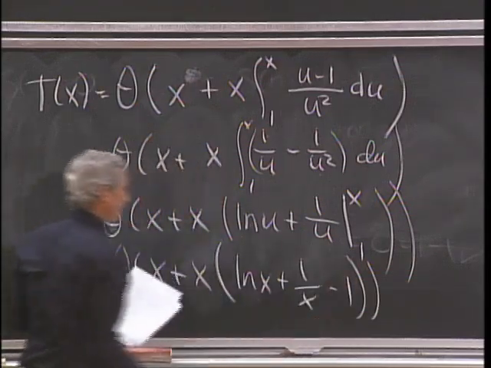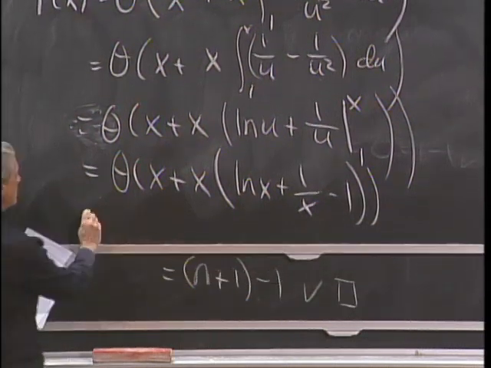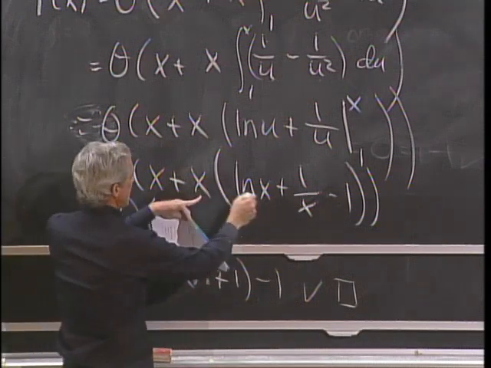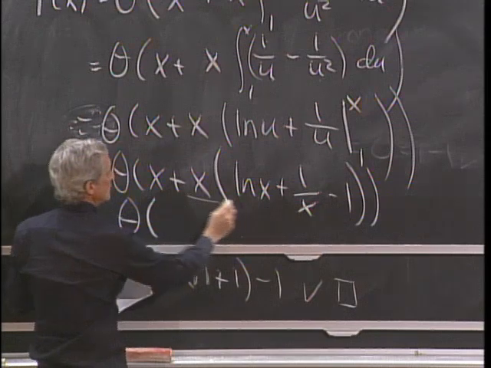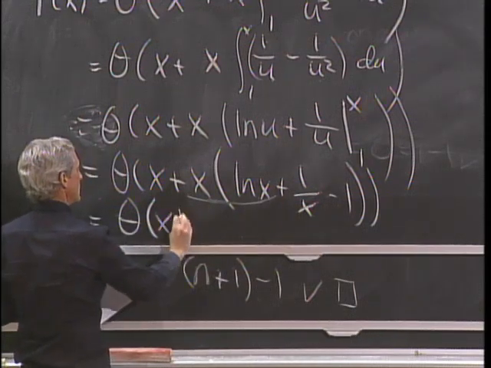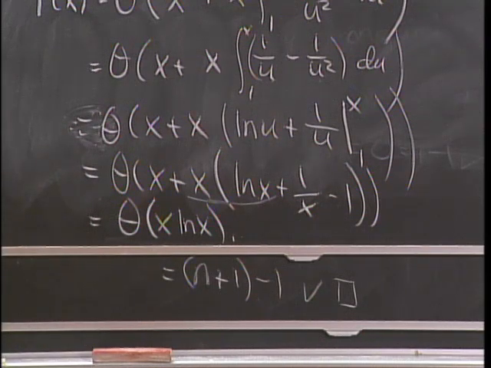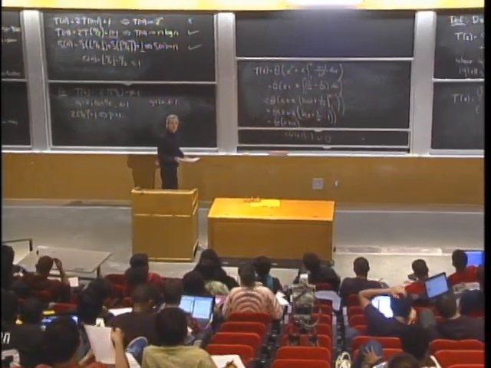All right. And I'm doing thetas here, so I can forget the low order terms. So I get x log x plus 1 minus x. This is the only term that survives, x log x. And that's right. T of n is in fact theta n log n. Okay?